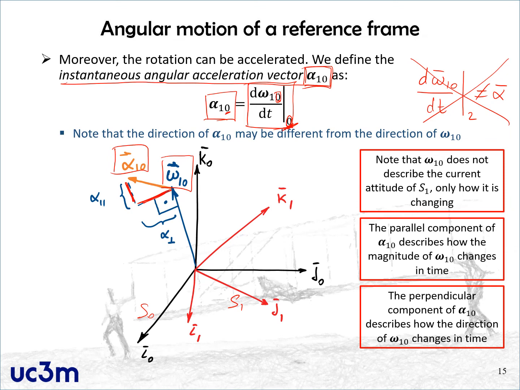So as I say here in these boxes, observe that the particular direction and magnitude of omega has nothing to do in general with the instantaneous attitude of the red reference frame, okay? So the red reference frame can be oriented in any way, okay? And the omega vector can be in any direction, okay? So the instantaneous attitude is given by the orientation of the basis, but how this attitude is changing in time is given by omega. And what I just discussed about the two components of alpha projected in the parallel and in the perpendicular direction to omega are what I discussed here in these boxes.